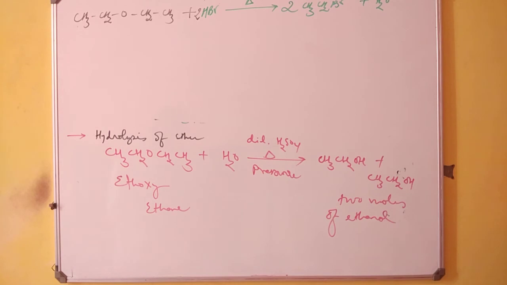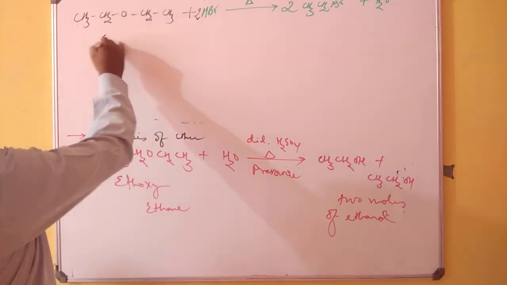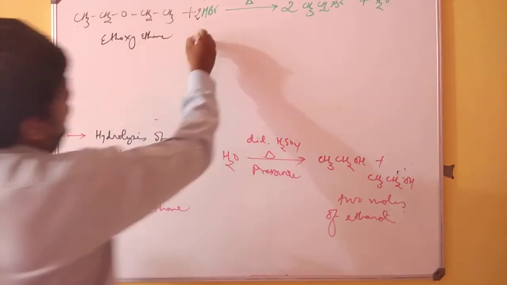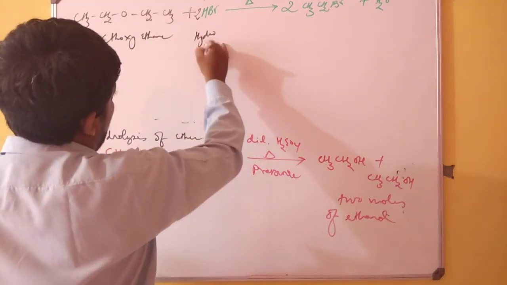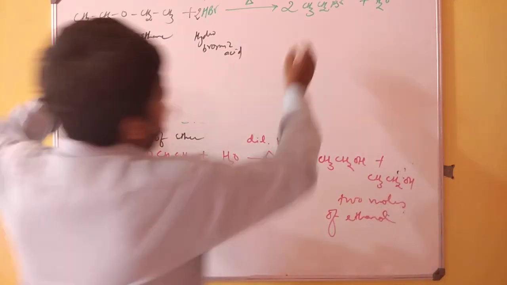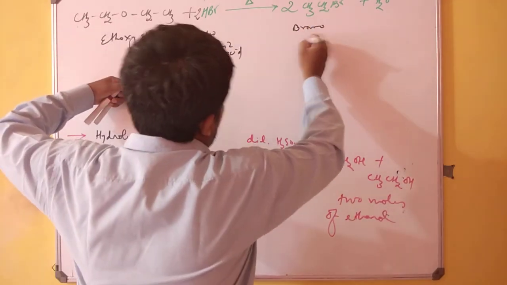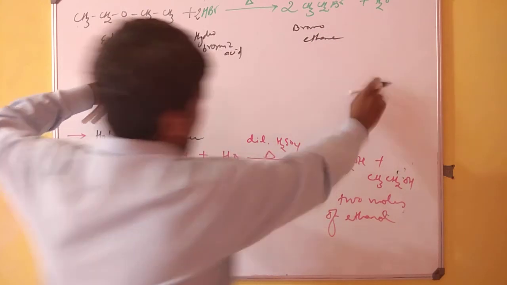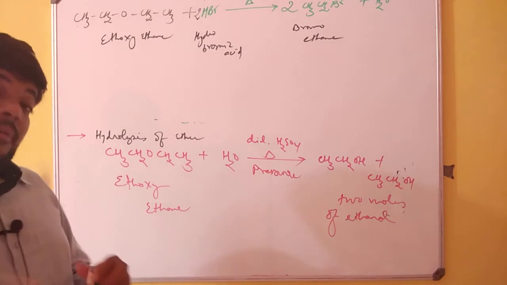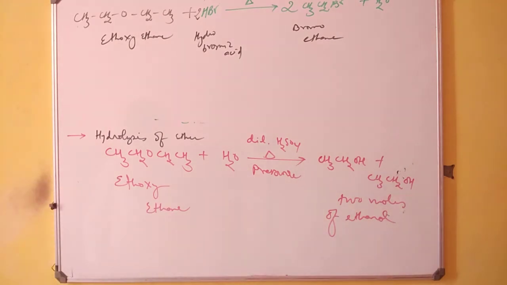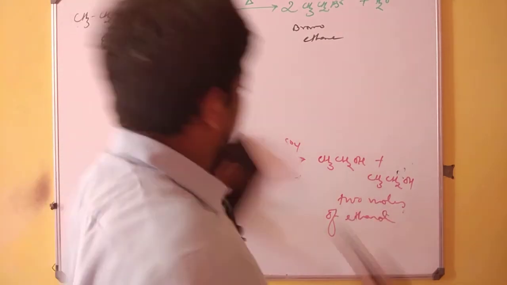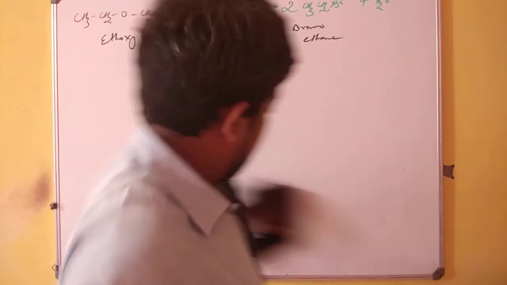So this is how we have ethoxyethane combining with hydrobromic acid, giving bromoethane and water. So these are a few of the reactions of ethers that are based on the cleavage of the C-O bond. Now let us move a step ahead and start a few of the electrophilic substitution reactions of ethers.